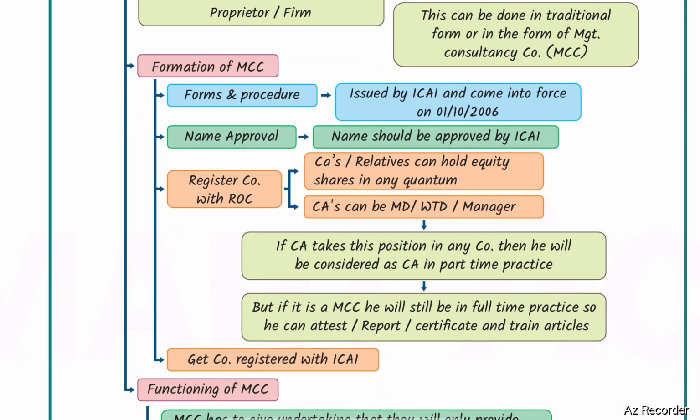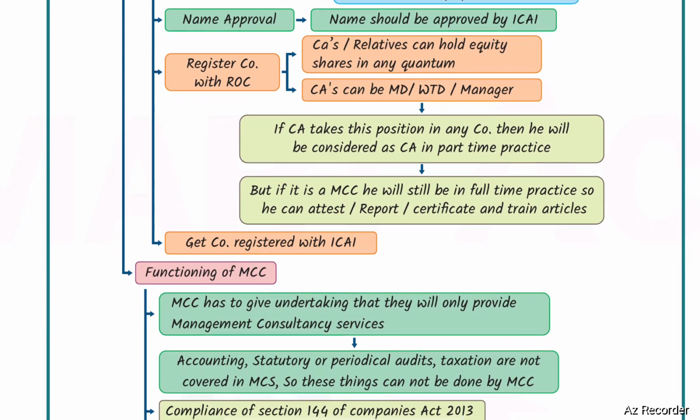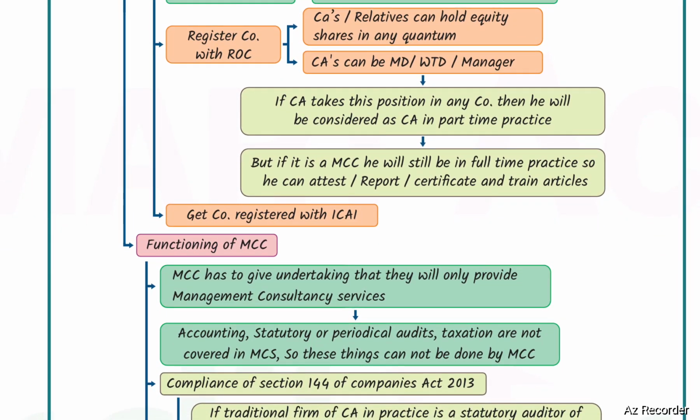Formation of MCC, management consultancy company. Management consultancy company forms and procedures were issued by ICAI and came into force on 1st October 2006. Name approval: the name should be approved by ICAI, and a company registered with ROC. CAs or relatives can hold equity shares in any quantum. CA can be MD, WTD, or manager. If a CA takes this position in a company, then he will be considered a CA in part-time practice. But if it is an MCC, he will still be in full-time practice, so he can attest, report, certificate, that is certify, and train articles.